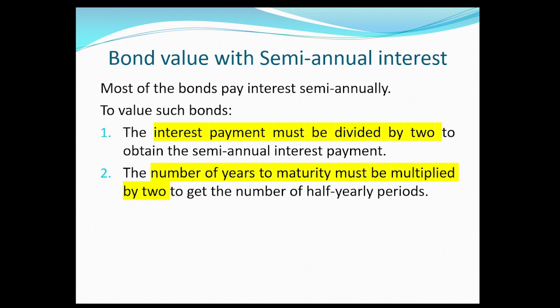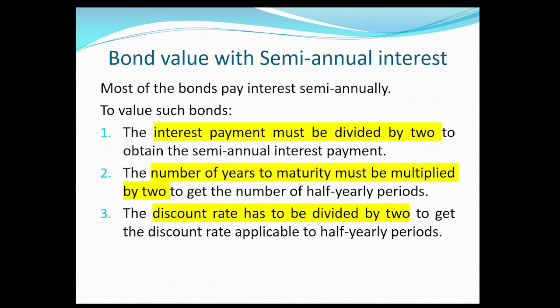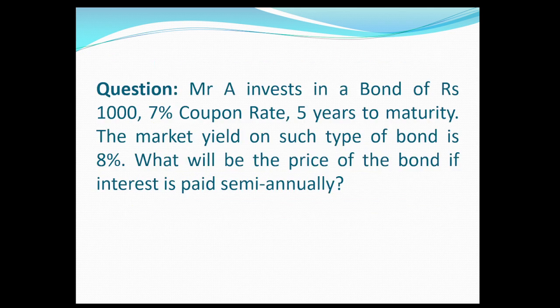It means if the life of the bond is 5 years, but we are getting semi-annual interest, then in 5 years you will receive the interest 10 times. So that's why we multiply the years to maturity by 2. Number 3, the discount rate has to be divided by 2 to get the discount rate applicable to half-yearly periods. So in this question, the market yield was 8%, so here we will take the market yield as 4%.